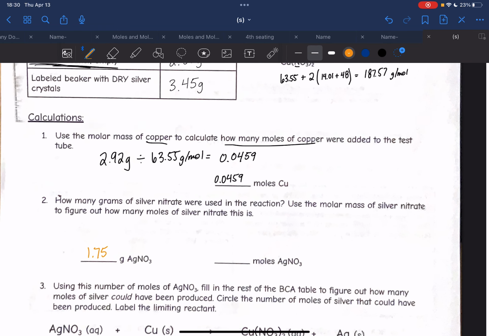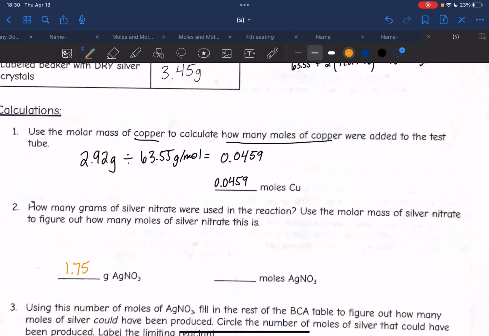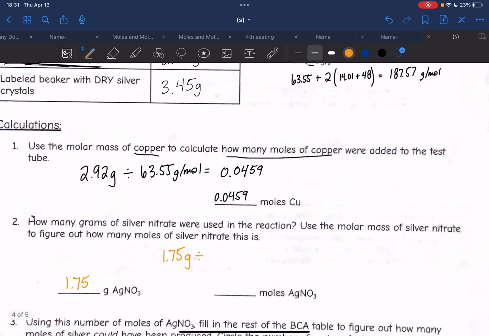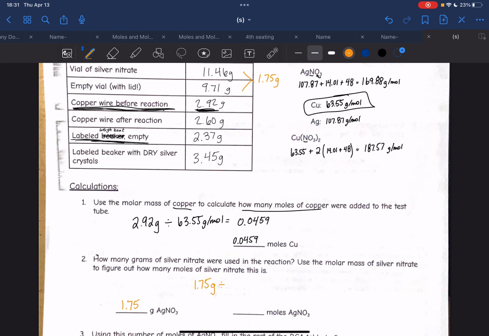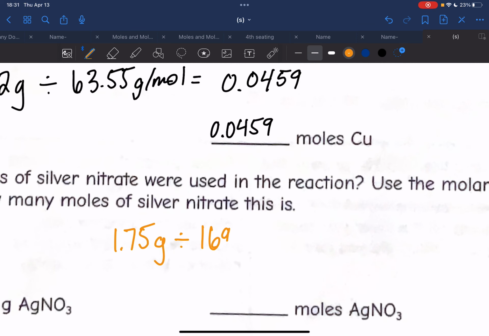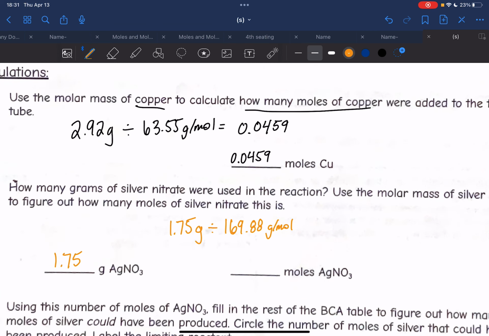But regardless of what you did, we can do the same gram to mole conversion, because again, I'm just going to use my periodic table to tell me that I divide by the molar mass. This time I'm going to use the molar mass of silver nitrate because that is the substance that I'm using here. So that's divide by 169.88 grams per mole. Punch that in my calculator. And I get 0.0103. Let's leave it like that.